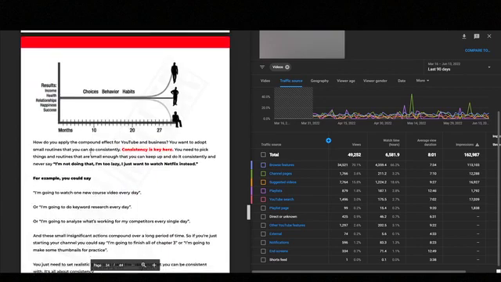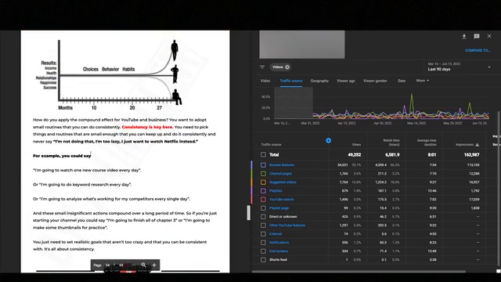And so how do you apply the compound effect for YouTube and business? You want to adopt small routines that you can consistently do, right? And consistency is key here. You need to pick things and routines that are small enough that you can keep up and do it consistently and never say, I'm not going to do that. I'm too lazy. I just want to watch Netflix instead, right?